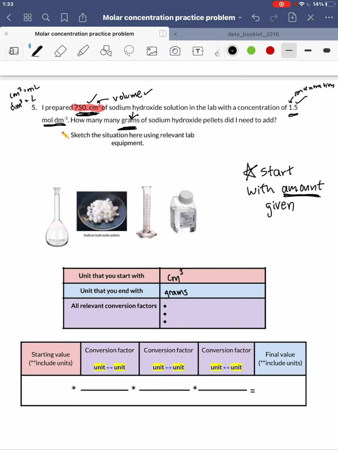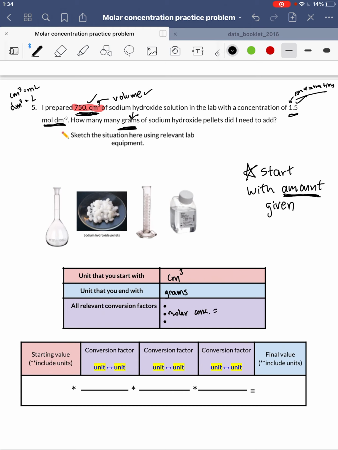So now this is when I ask myself, what conversion factors do I have here that I'm going to need? Well, they give me one of my conversion factors. So if they're giving me a conversion factor, this is definitely one that I'm going to have to use. The molar concentration.